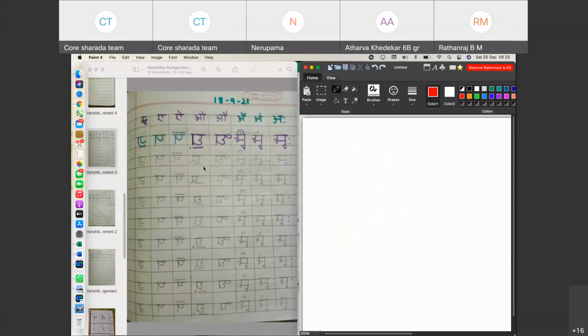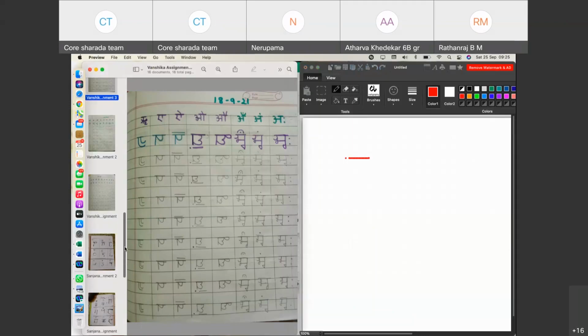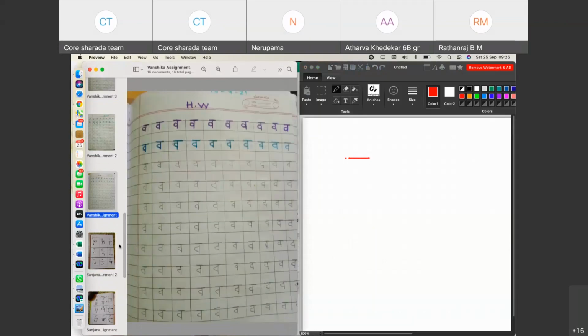In this, if I'm able to mark, see, you've written O here. I don't know why this line and dot. Maybe Veronica ma'am might have tried explaining some curve. You don't have to draw that line here. So these are some mistakes that you might have picked up from the board while Veronica ma'am is teaching the letters. Otherwise, see, the shape of the V is very beautiful in this.